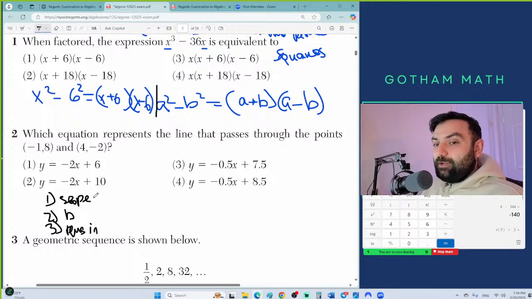So step 1, the slope, is found by the slope formula: y2 minus y1 over x2 minus x1. So these are x and y.